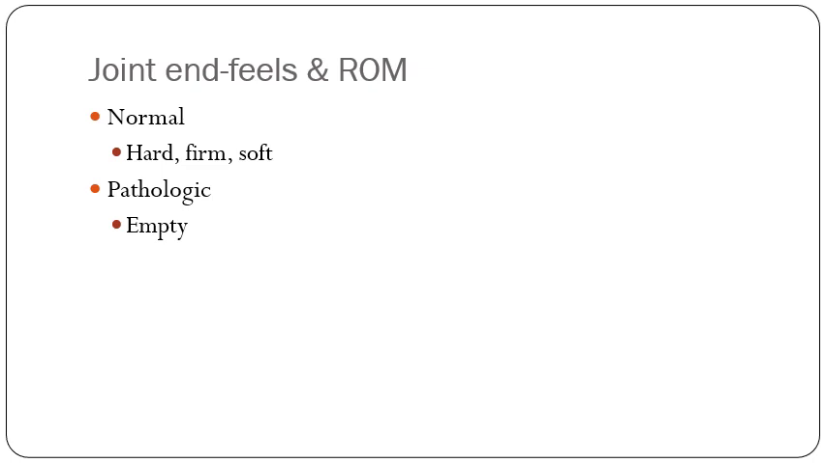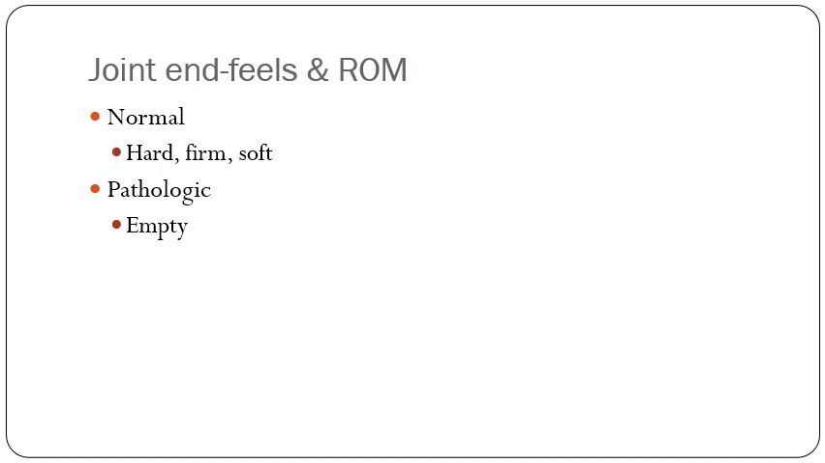So, joint end feels and range of motion. This is something that clinicians use as one way to determine if there's normal activity at the joint or if there's some type of pathology present in the joint. Normal joint end feels can either be hard, firm, or soft. Depending upon the joint, the body part, and sometimes the individual's build, that could also impact joint end feels.